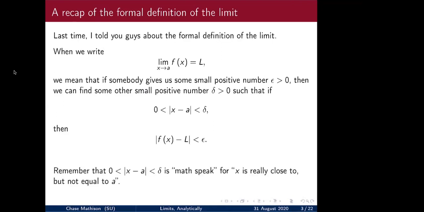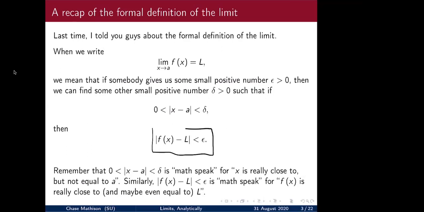Okay, so remember that this line here is just math talk for x is really close to a, but not equal to a. That's all that's saying. And similarly, this line here is just math talk for f of x is really close to L. And we could have f of x equal to L, because there's no 0 less than on the left there. Okay? So we don't care what happens when x is a, but f of x is totally allowed to be equal to L. That's totally fine. That's great.